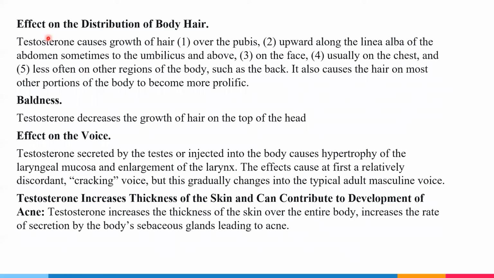Next is the effect on the distribution of body hair. Testosterone causes growth of hair over the pubis, upward along the linea alba of the abdomen, sometimes to the umbilicus and above, on the face, usually on the chest, and less often on other regions of the body, such as the back. It also causes hair on most portions of the body to become more prolific. Baldness: testosterone decreases the growth of hair on the top of the head.